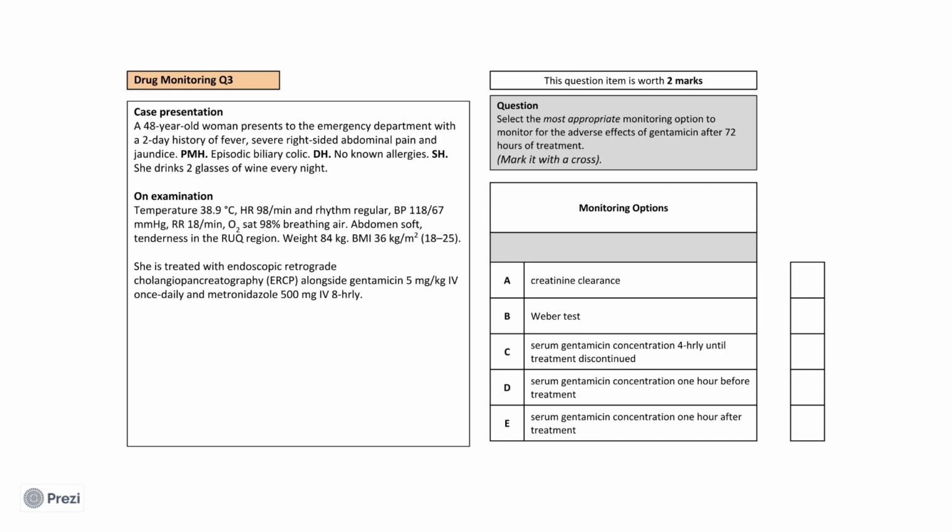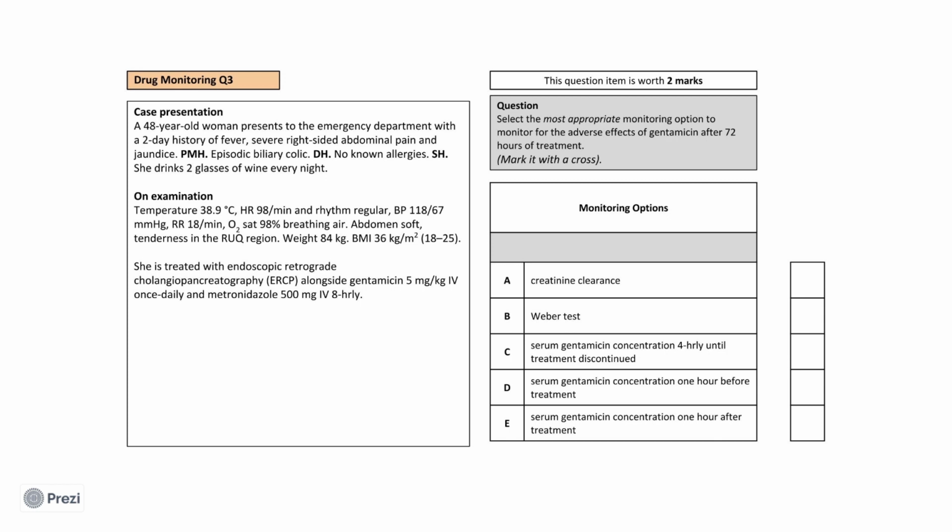She is treated with ERCP alongside once daily gentamicin and 8 hourly metronidazole. This question asks you to select the most appropriate monitoring option to assess the adverse effects of gentamicin after 72 hours of treatment. So, time again to pause here and consider your answer. Now that you've considered your answer, let's go through the question.